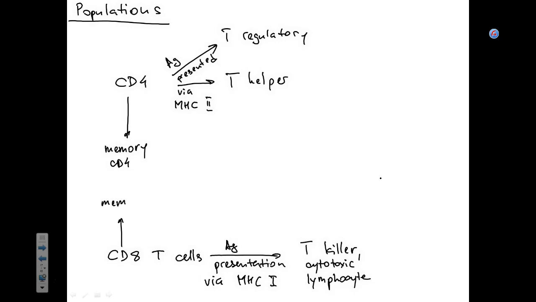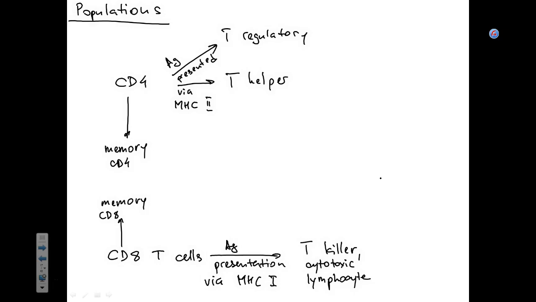Those are going to be different memory cells, memory CD4 and memory CD8. The way to remember which cell type recognizes which MHC type: 8 by 1 is 8, 2 by 4 is 8. That's my own mnemonic rule. It's up to you to use it or not.